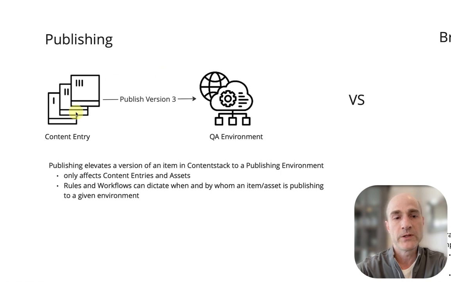So when we publish something in Contentstack, we're taking one or more content entries or assets, and we're creating a new version or maybe even an existing version, and then we're publishing it to a particular environment. Now, an environment in Contentstack is really just a logical notion. It's not actually an environment that Contentstack itself is creating, but it's like a label against that particular version that Contentstack has, and it just keeps track of, all right, version 3 in our example is now available to the QA environment.